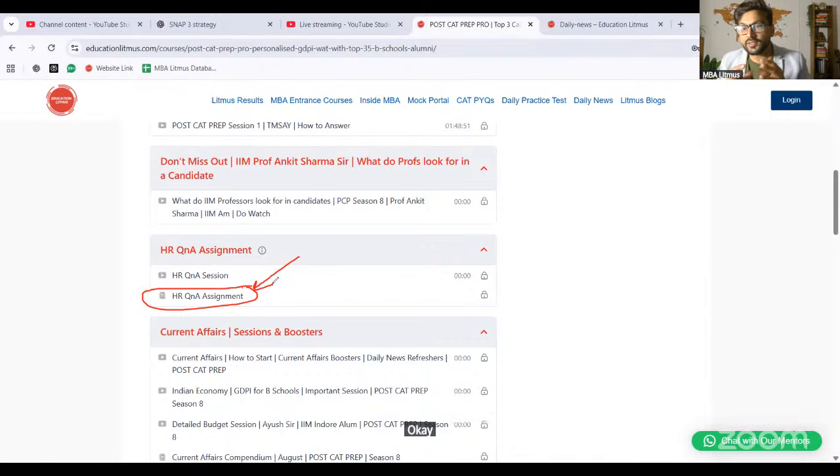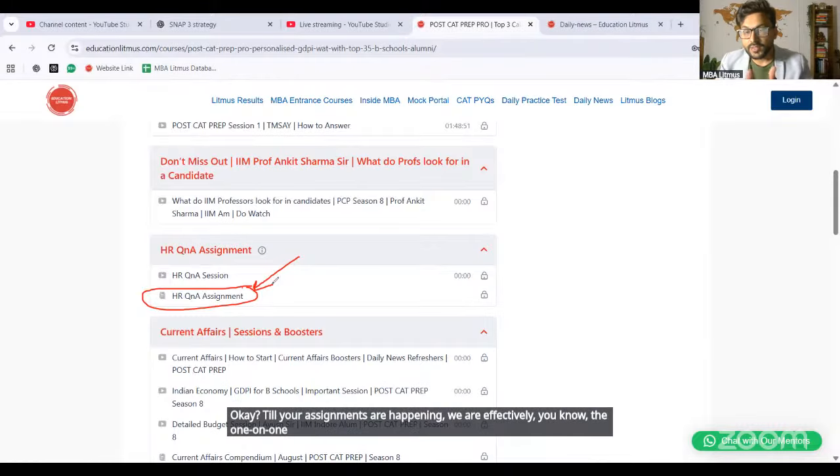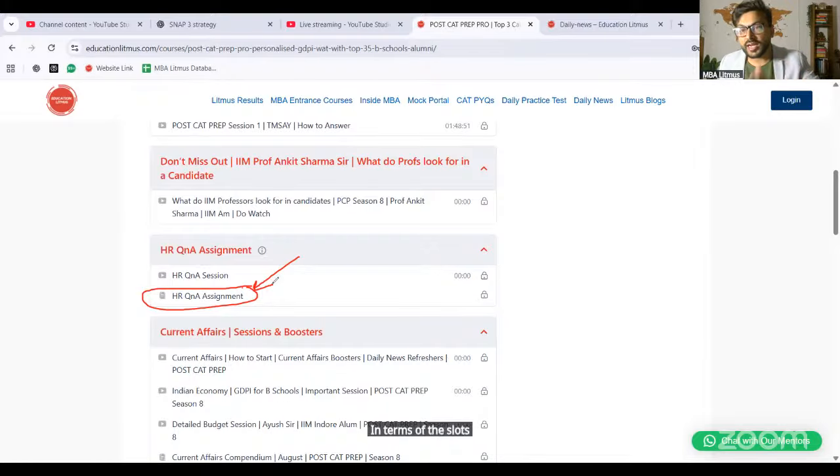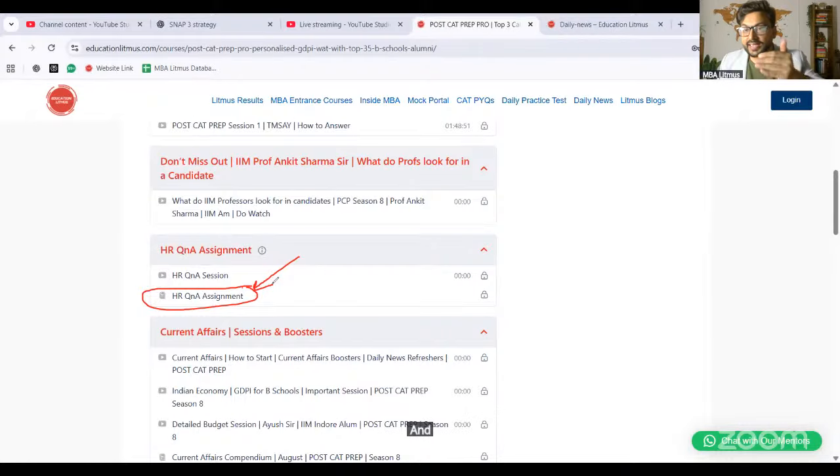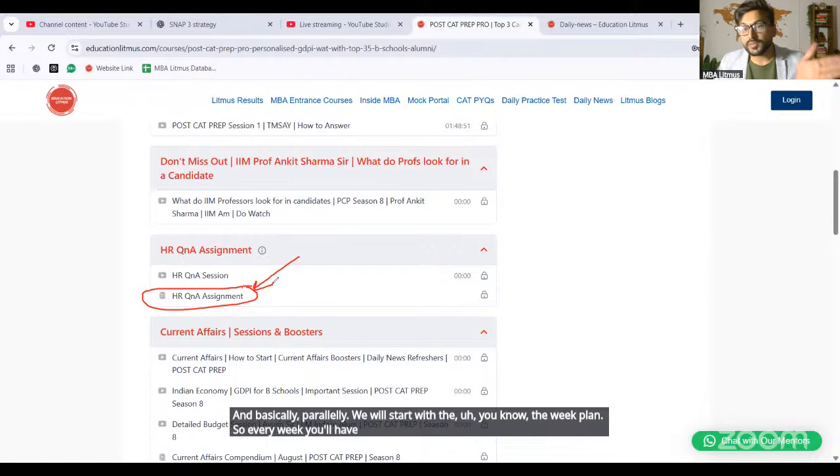Till your assignments are happening, the one-on-one sessions will start. Once the one-on-one sessions start, you will start getting the schedule of the one-on-one sessions in terms of the slots that are there. You will start filling up the slots and taking your one-on-ones, and parallelly we will start with the week plan. So every week you will have the week plan. From the next week onwards, every week you will have the session plan.